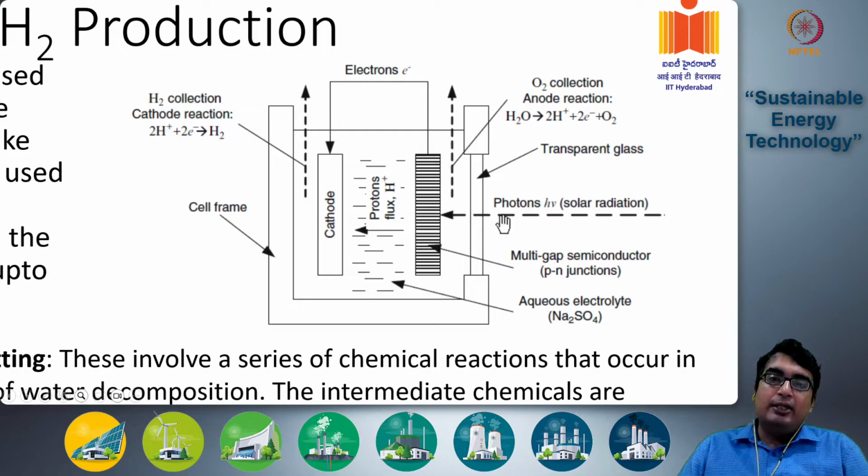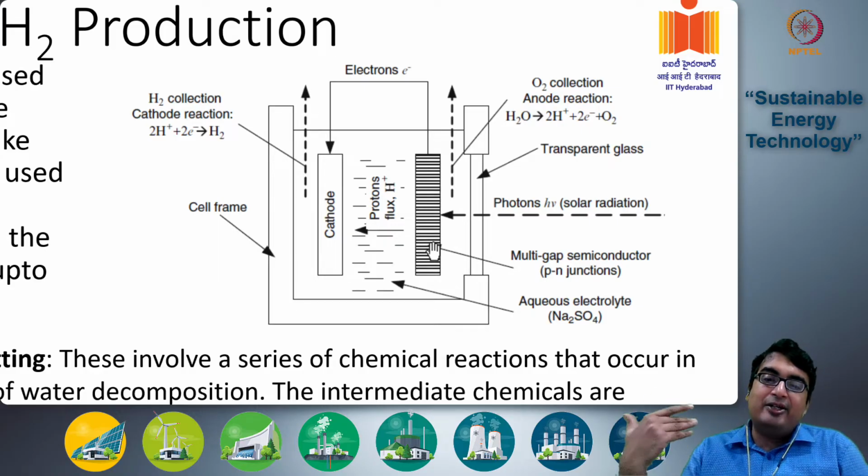So that is how this photoelectrochemical cell works. It converts solar energy into electrical energy, and the electrical energy is used to break water. The electrons go into the external circuit and are transferred to the cathode, and there they recombine with the H plus ions to produce hydrogen.